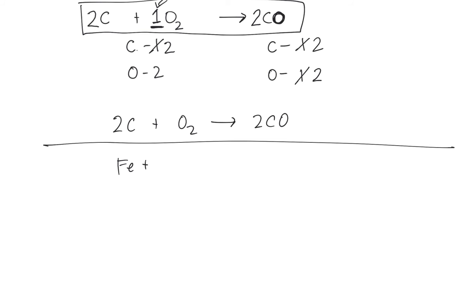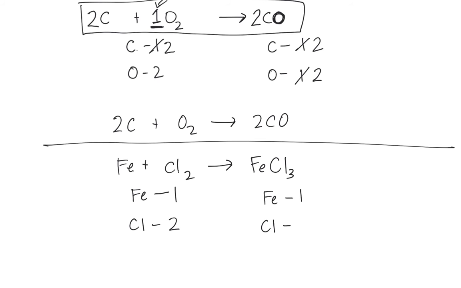Okay, let's try a couple more. We have iron plus chlorine is going to yield iron 3 chloride. Okay, so we have iron and chlorine and iron and chlorine. Let's see, on the reactant side we have 1 iron and 2 chlorine. On the product side, we have 1 iron and 3 chlorine. All right, so our iron are balanced, our chlorine are not. So here we have 2 chlorine and 3 on the other side.